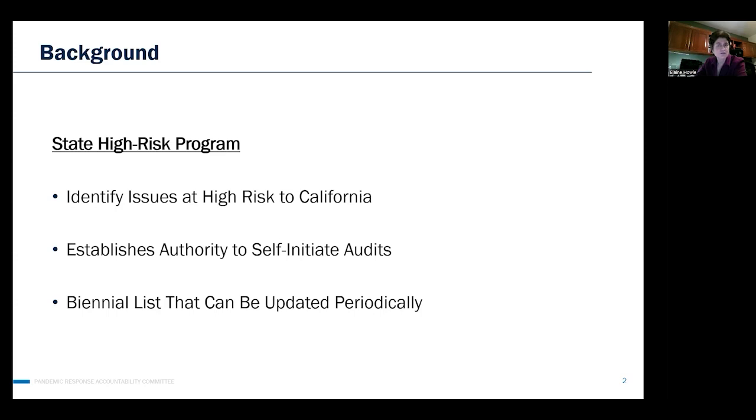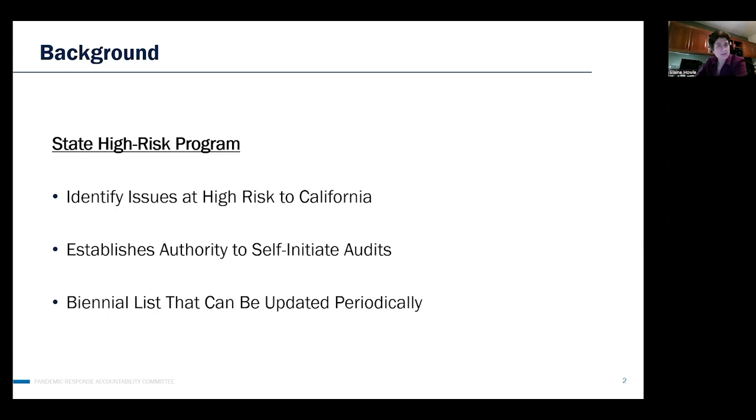Typically, the auditor in California gets its work from the legislature, either through statutory requirements, a bill being enacted requiring the auditor to do some work, or through the Joint Legislative Audit Committee, which is a committee of senators and assembly members in California that hold hearings throughout the year and direct work, approve audits, and direct that work to the auditor's office. The State High Risk Program requires the Auditor's Office to publish a biennial list of either issues or departments that are at high risk in California, again, for waste, fraud, abuse, mismanagement, etc.